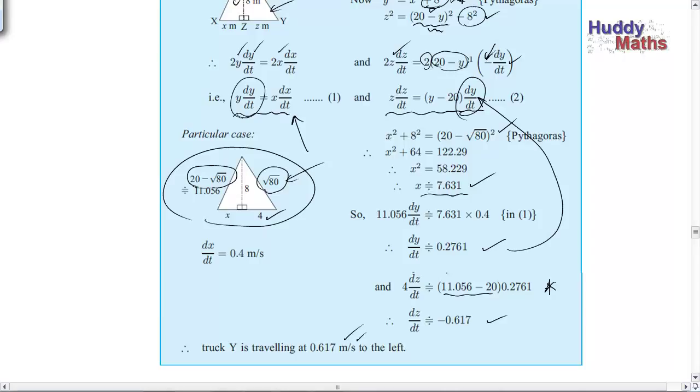So truck Y is travelling to the left at negative, so its rate of change is decreasing. This was Z in here, wasn't it? And Z is actually getting less. It's approaching that point, big Z, at the rate of 0.617 meters. So it's going that way, and it's decreasing. That length is decreasing.